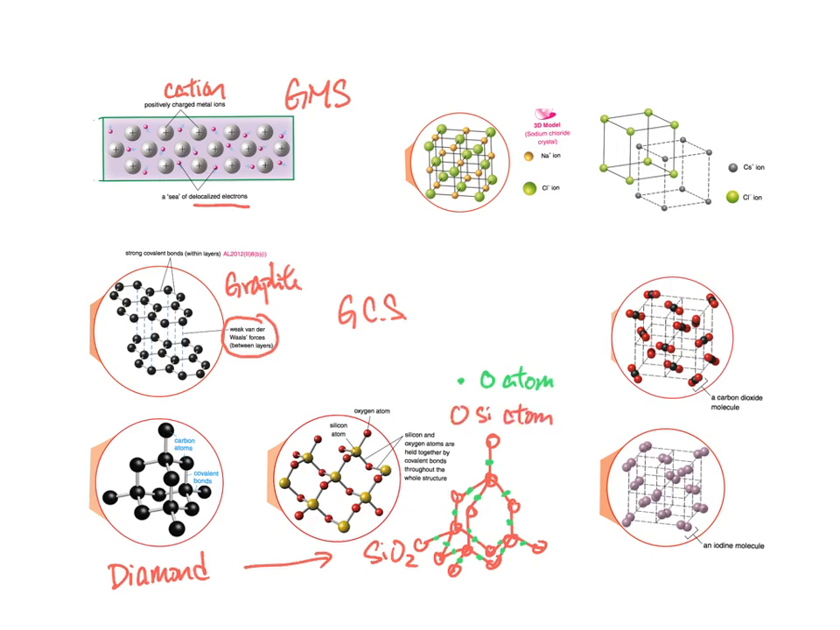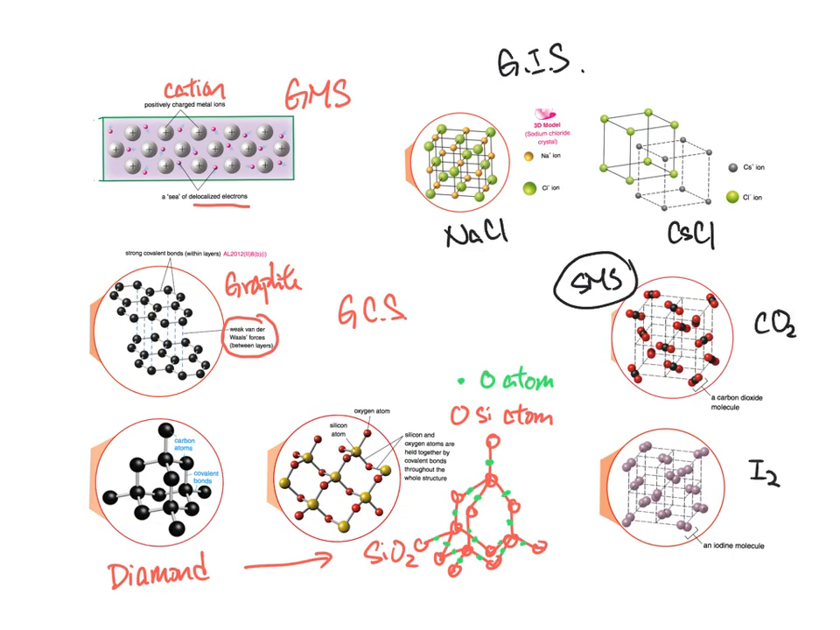Just for a quick review, in all these videos we learned NaCl. So we've got the giant ionic structures, NaCl and cesium chloride, and the simple molecular structures, dry ice, which is carbon dioxide, and I2. So in total, there should be 8 of the structures. You have to learn how to draw them.